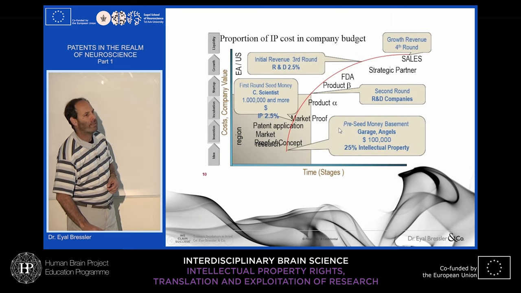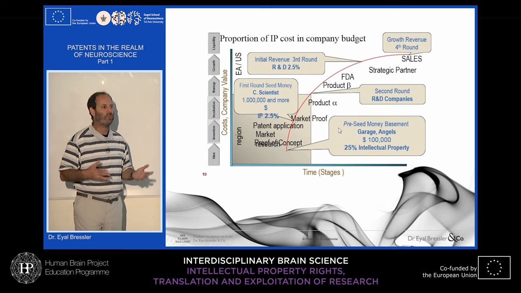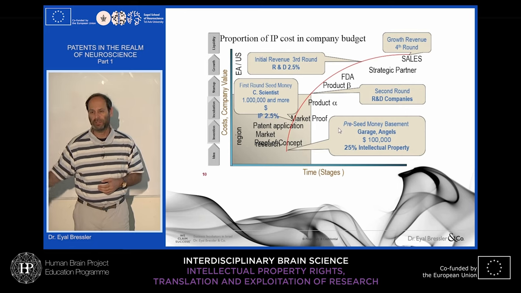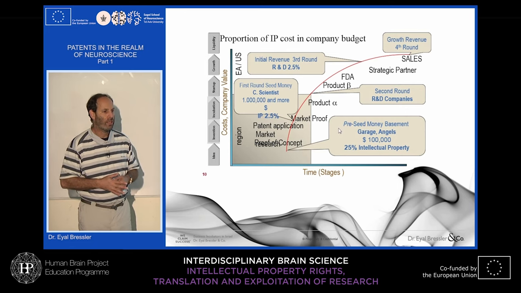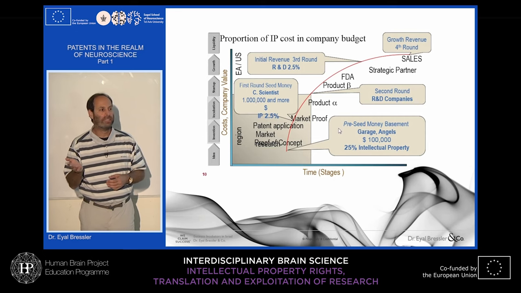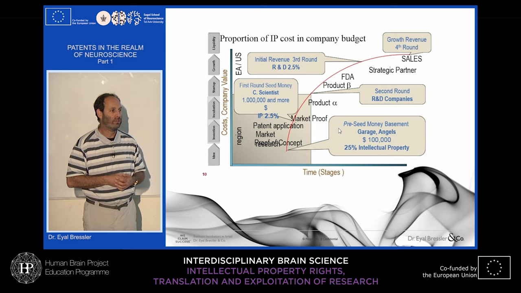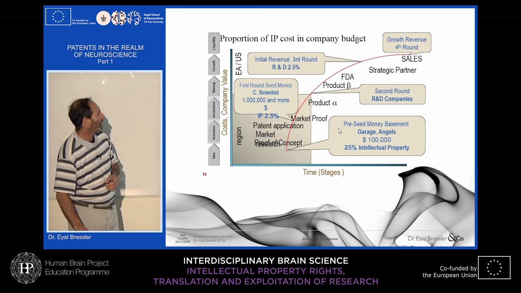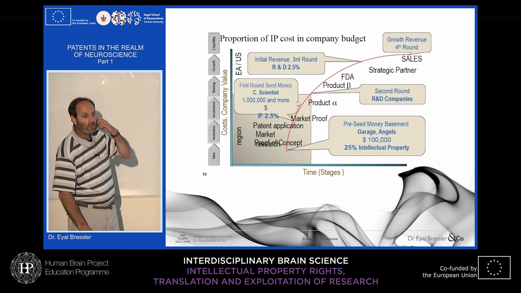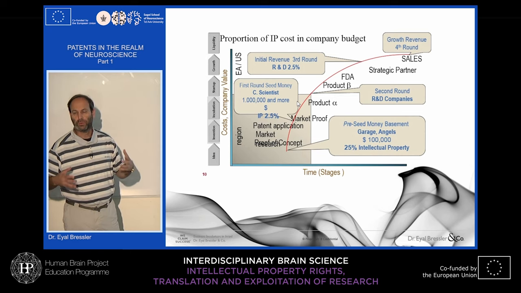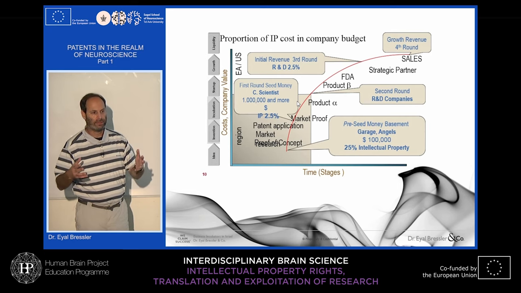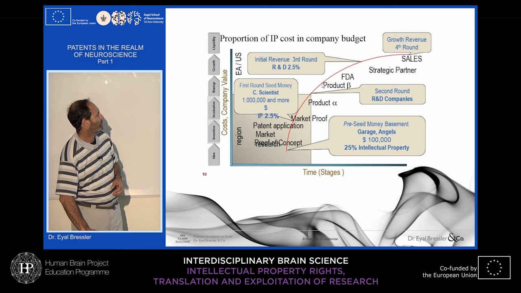We'll see quite a bit about the value of patents, the money of patents. So in the beginning, most of the costs are coming to the patent attorneys, coming to the patent itself. To file a patent, it will cost you about $5,000 to $6,000. So in a very small budget, a large amount of the money will go to the patent. In other steps, the value of your company is increased, and the expenditure on the patents in a relative manner decreases up to sales.